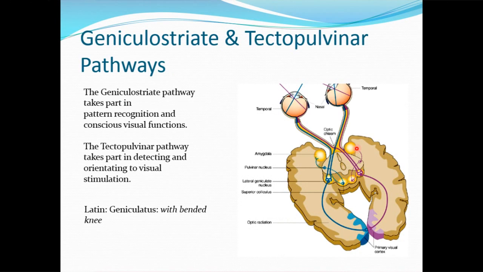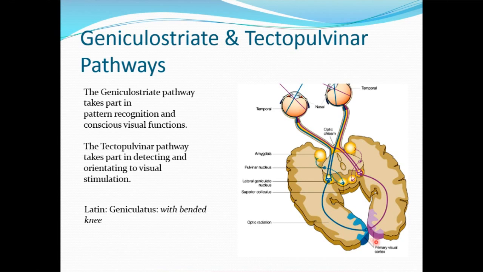Now, besides our normal visual pathway that we know about, we also have what we call a tectopulvinar pathway. It takes part in detecting orientation to visual stimulation. So this is a pathway that comes along here as normal. But about over here, it relays back to the superior colliculus. And if you remember, at the back of the brain stem, you have these four little bumps. The lower ones are the inferior colliculus, and the top ones are the superior colliculus. So it synapses in the superior colliculus, bends back like this to the pulvinar nucleus of the thalamus, and then also to the amygdala. Okay.